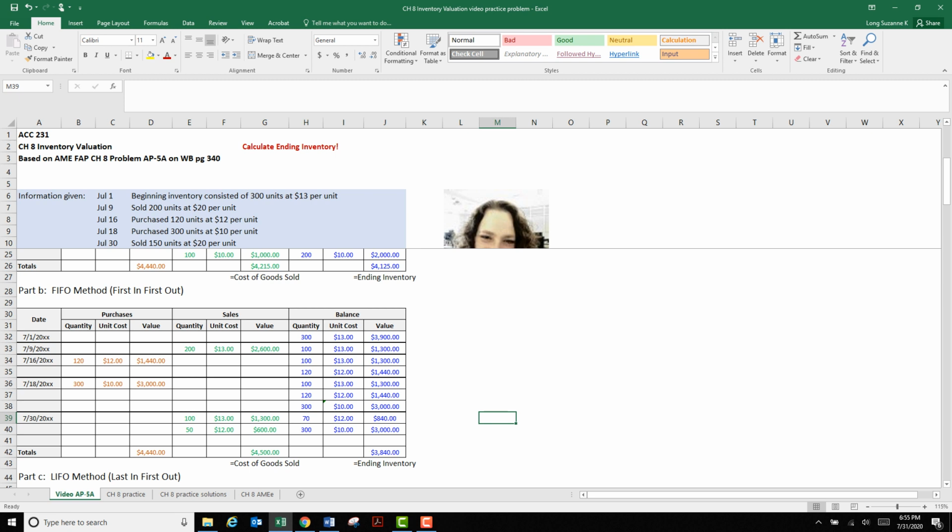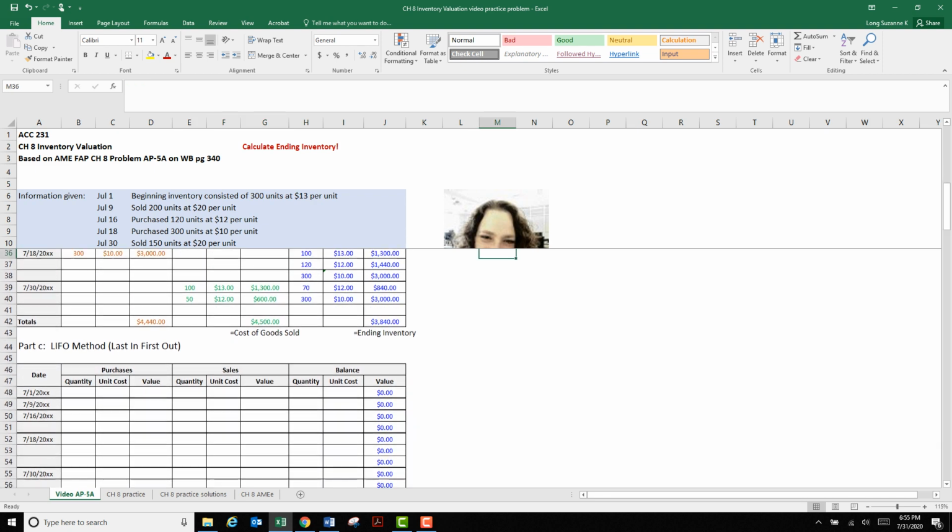So that's the FIFO method, and you really see it right here in this last sale, where we're dipping into 2 different layers of inventory. Let's keep going. Let's take a look at LIFO.